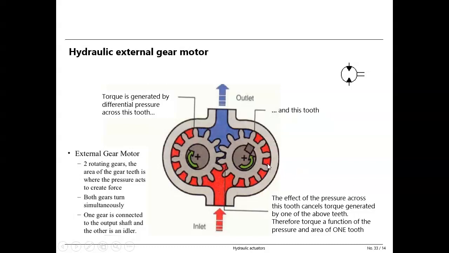And also here, it turns in that direction. So by pressurized hydraulic oil, we create the rotation here. After passing the pressure zone, the oil can flow freely into the tank or reservoir. And this is the symbol of a hydraulic motor.